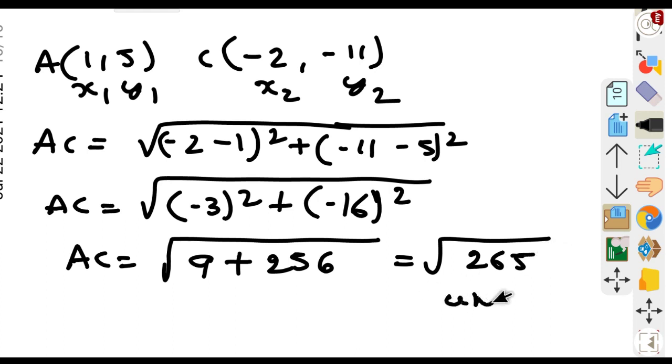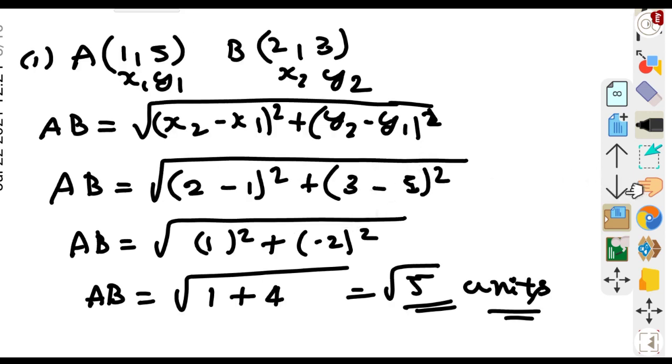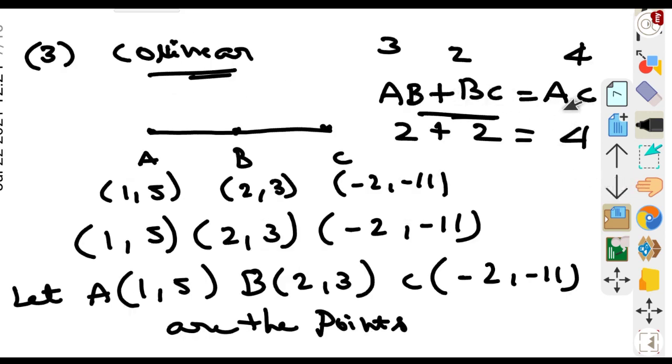Okay, now you got all the answers: AB, BC and AC. Now add the answers of AB and BC, and if the sum is the same as AC, then we can say these 3 points are collinear points. If the answer is not the same, we can directly say these 3 points are not collinear points. Okay, let me write the condition first. AB plus BC is equal to AC, right?